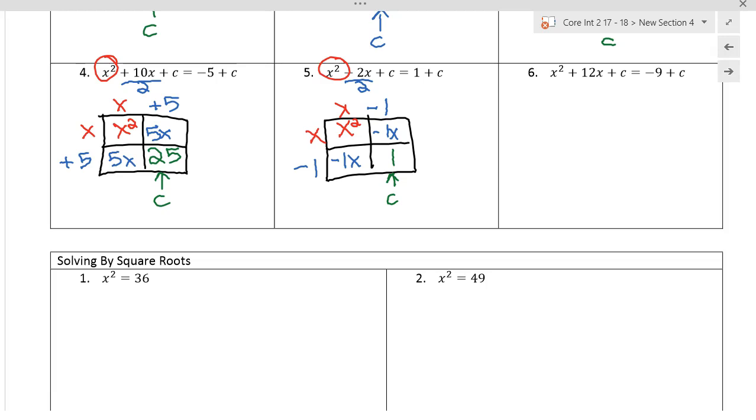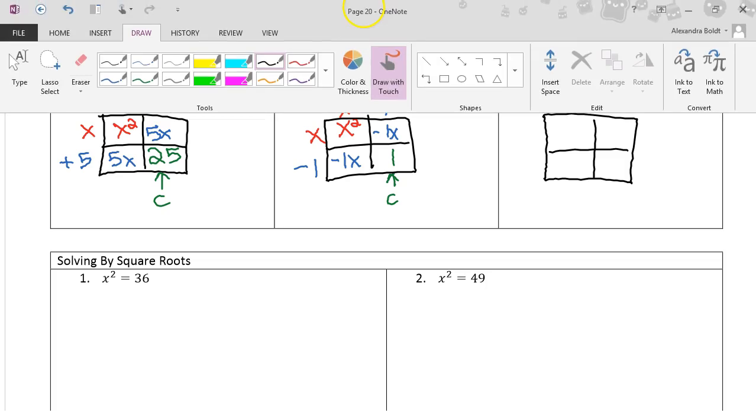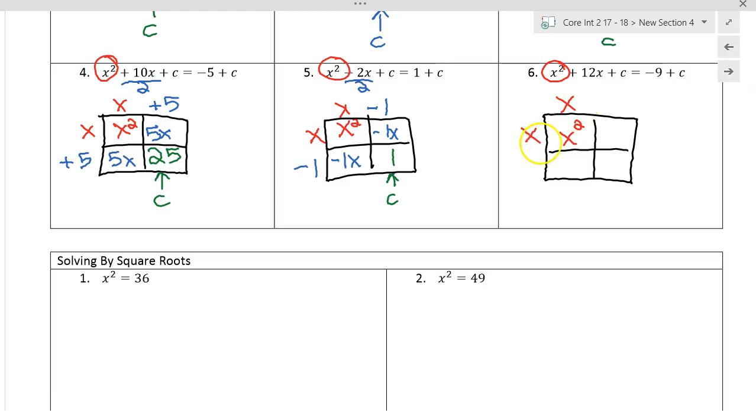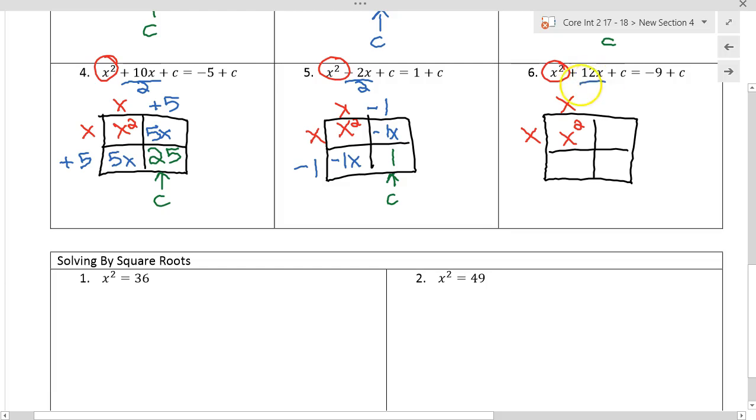Looking at number 6, same thing. I'm going to start by drawing my box. Again, as I draw my box, in the first box is going to go x squared. X squared is x times x. In my next boxes, I'm going to divide 12 by 2. 12 divided by 2 is 6, so I get 6x and 6x.